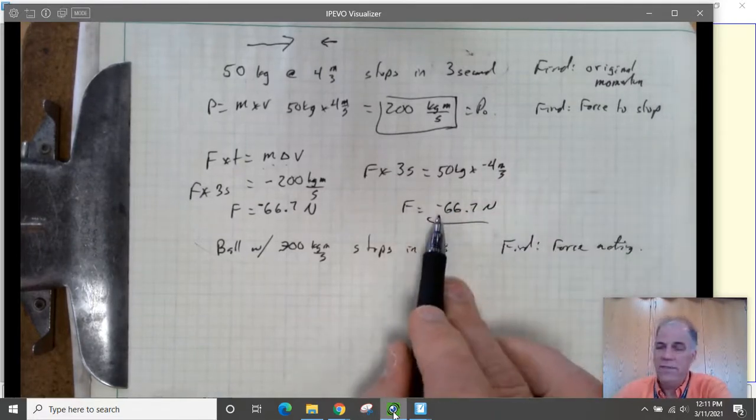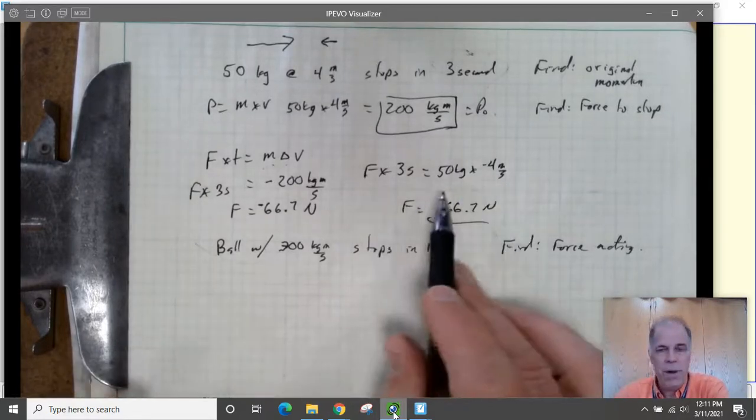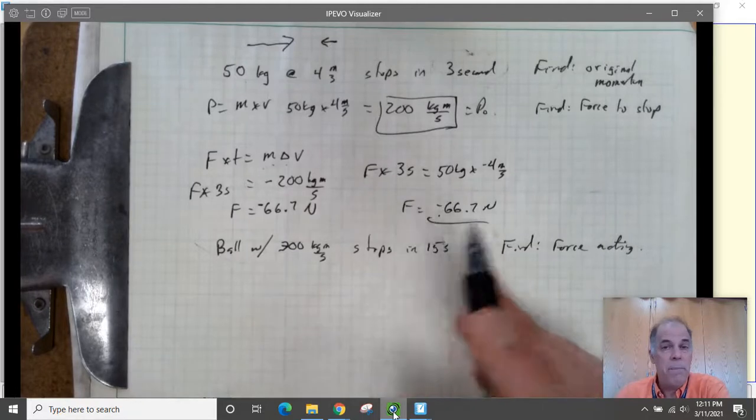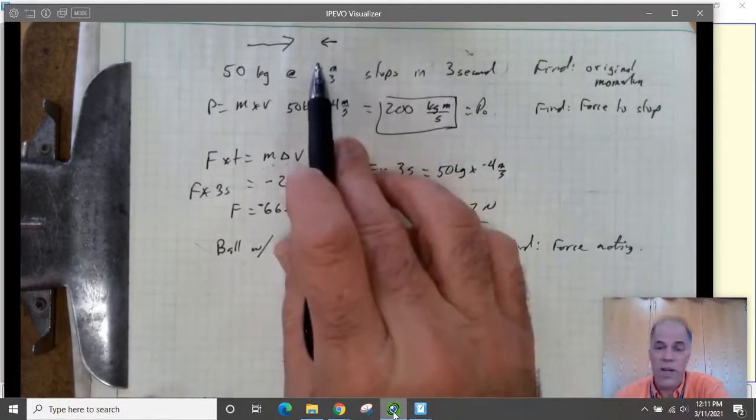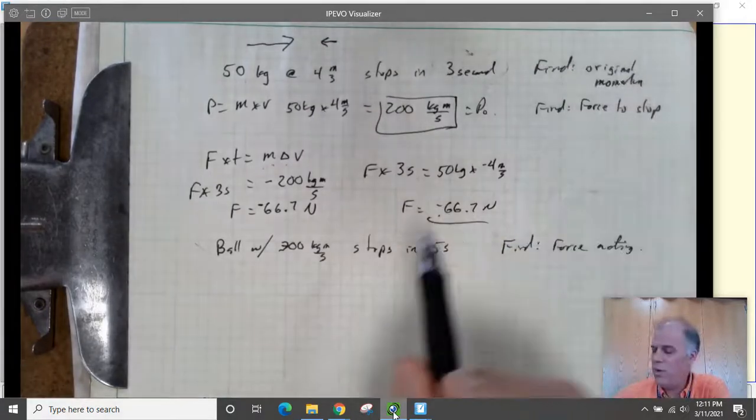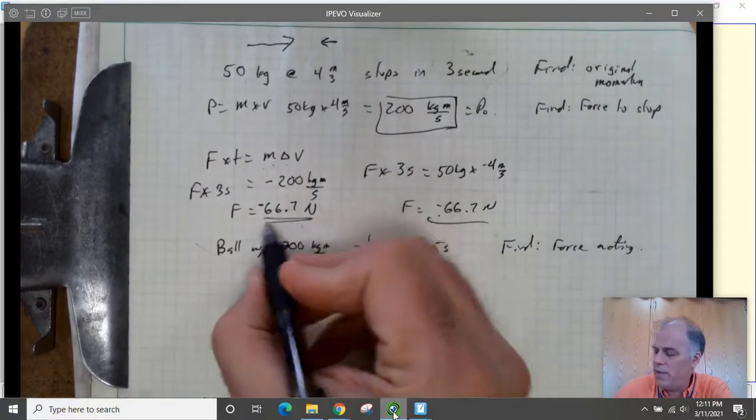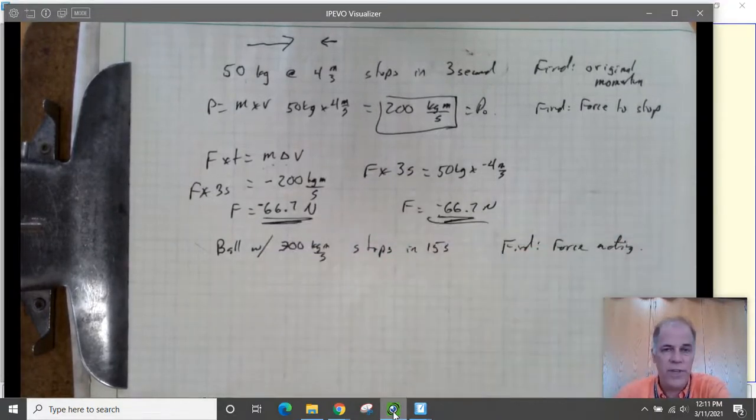Now, the negative sign, don't get too bent out of shape about that one. If you just keep in positive numbers, this will tell you the magnitude of the force, and you can look at it and say, oh, well, the force had to be going that way to make it stop, and you get to the same place. So don't worry too much about the negative signs on this. What we're mostly worried about is the number, the 66.7.